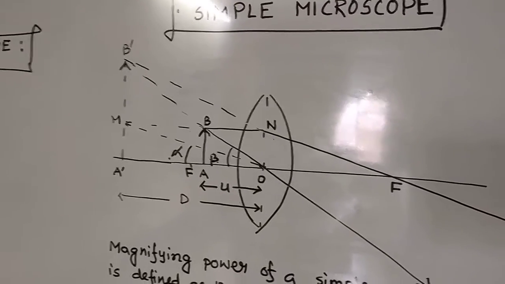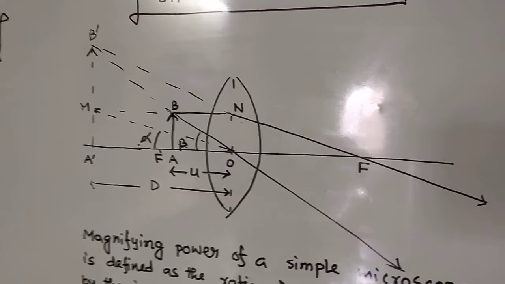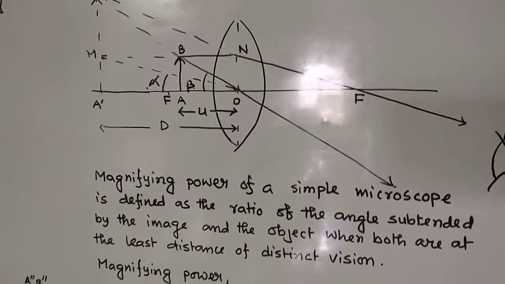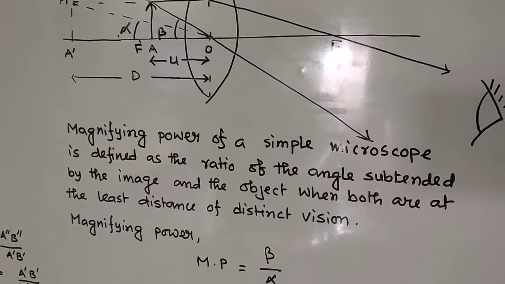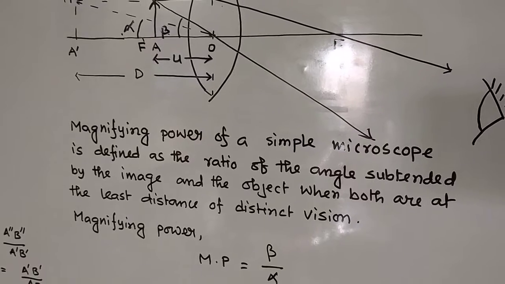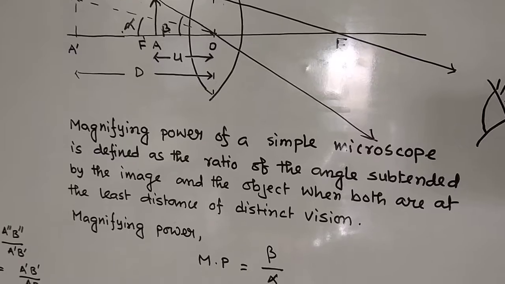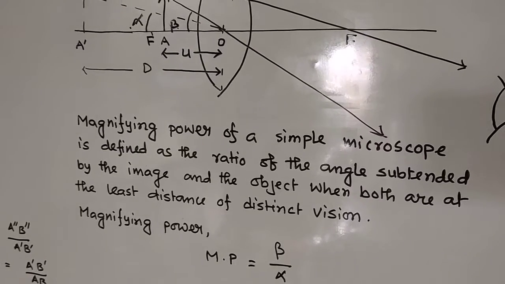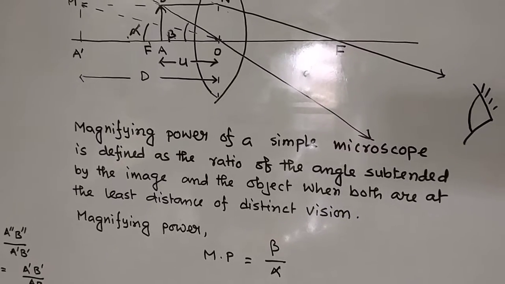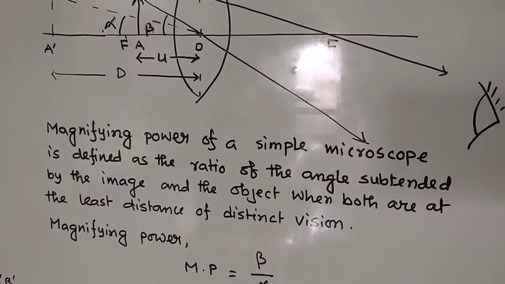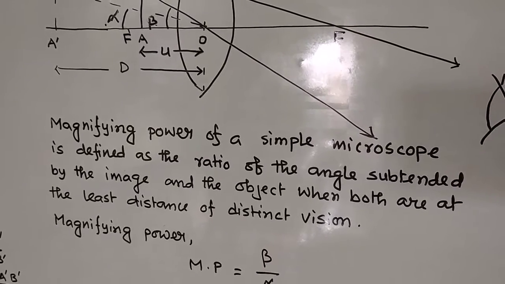Now in the exam, related to the microscope, the ray diagram and the magnifying power are asked to define. Now ray diagram is this one, and to define the magnifying power of simple microscope we must know the definition of magnifying power. So here you see, as we have written, magnifying power of a simple microscope is defined as the ratio of the angle subtended by the image and the object when both are at the least distance of distinction. Now you see both object and image should be at the least distance of distinction, is it not, if you want to define magnifying power, and it is nothing but the ratio of the angle subtended.